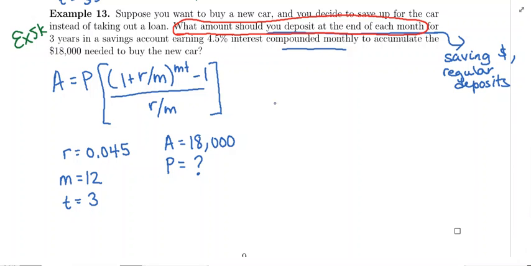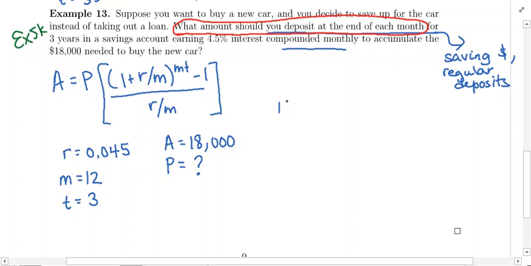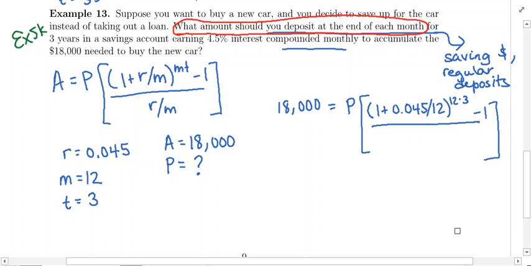Let's go ahead and plug everything into our formula. I'll go ahead and do that over here. We are solving for P. This is what it should look like once you get everything in. And again, in the denominator, make sure you realize that everything is divided by R over M. All right, so here we go. We are solving for P.